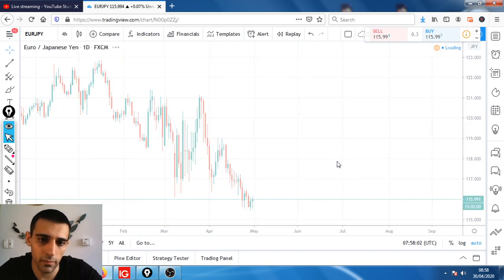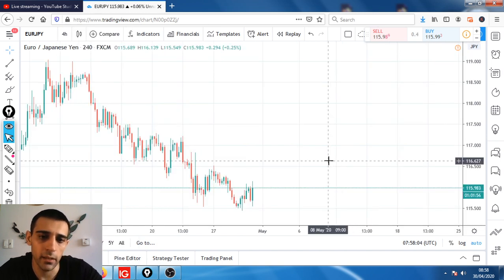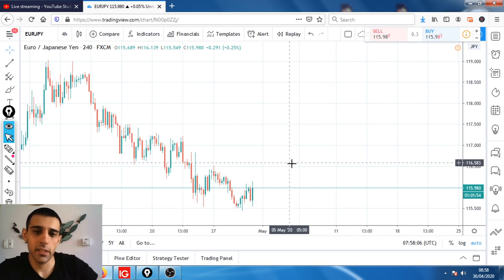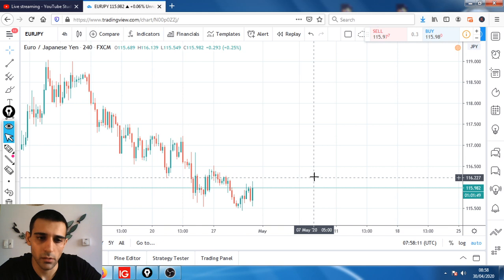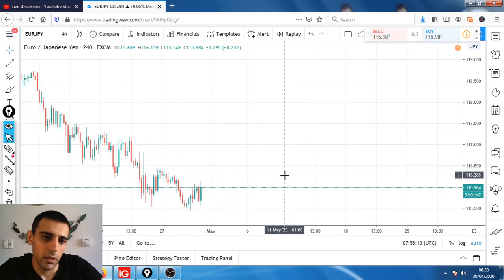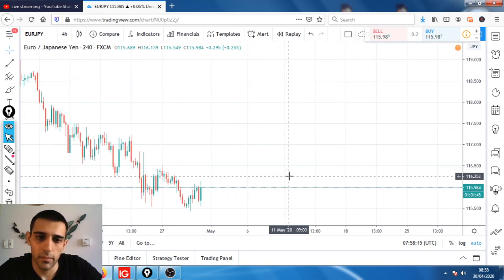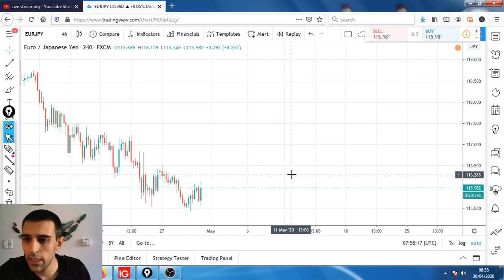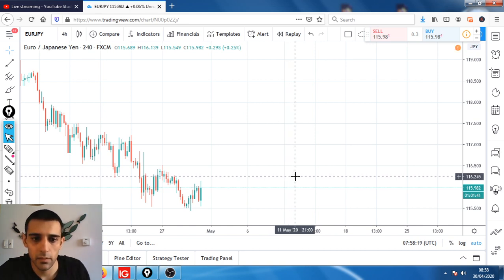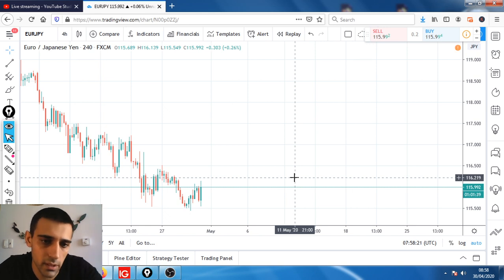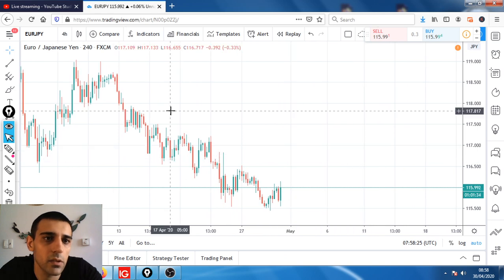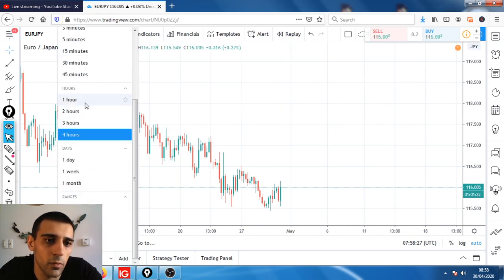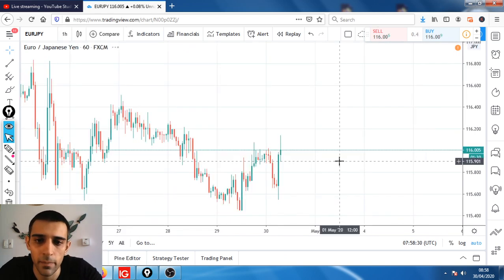Let's go to the 4-hour time frame in here. It's just having a nice retracement now. Right, so it's coming up nicely to this 116.25. Looks like a nice entry. 116.25. Before we make decisions, let's go to the 1-hour time frame.